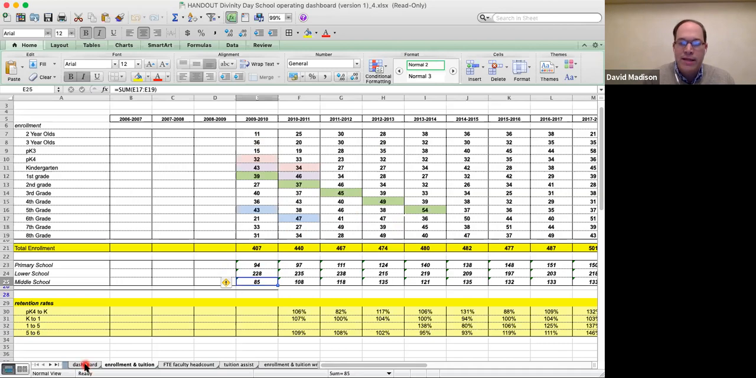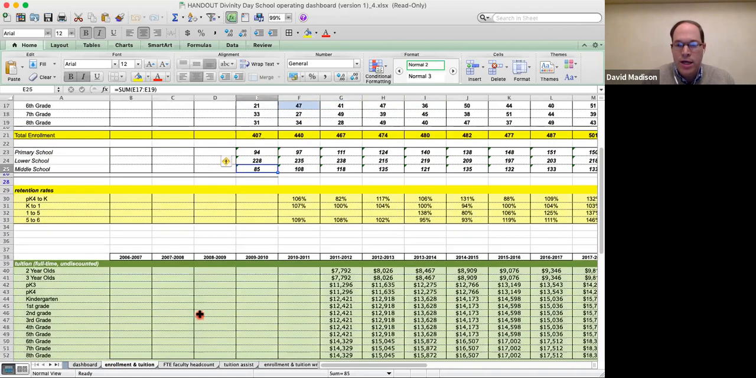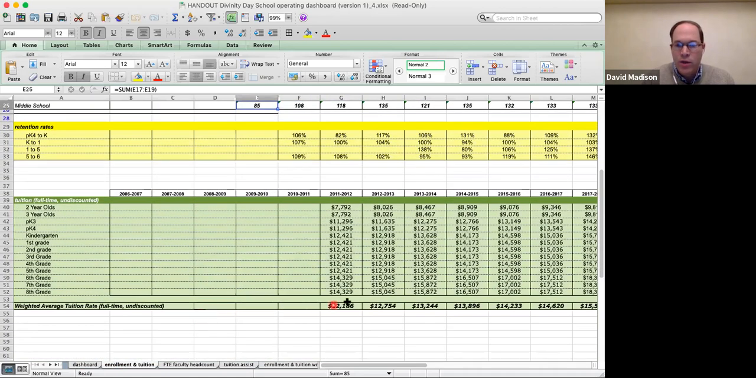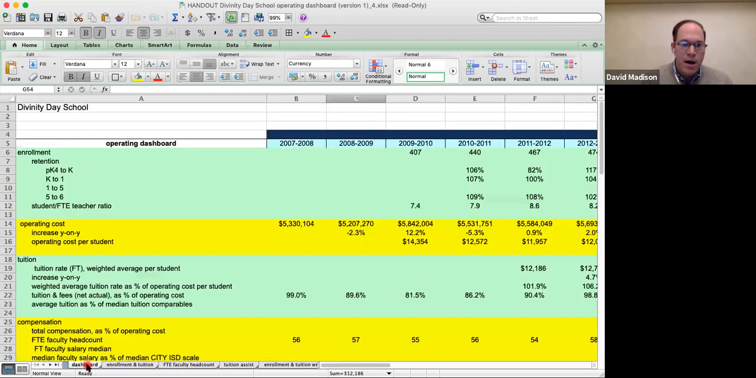But that's an example of the enrollment, and then the tuition is down here. And then we're doing the weighted tuition as well. So for example, here it looks like this school has 1, 2, 3, 4 different tuition levels. So they would take all that in, and then here's the weighted full-time undiscounted tuition rate as well. So that's helpful. Back to the dashboard. So that's that first piece, the enrollment.